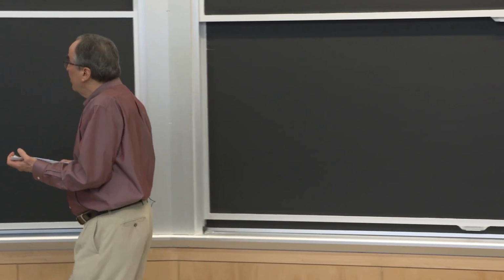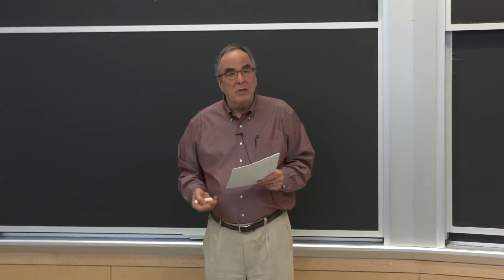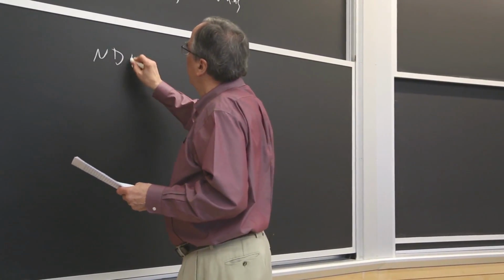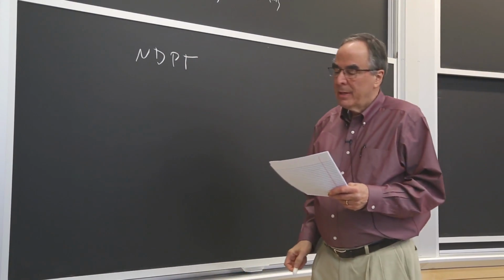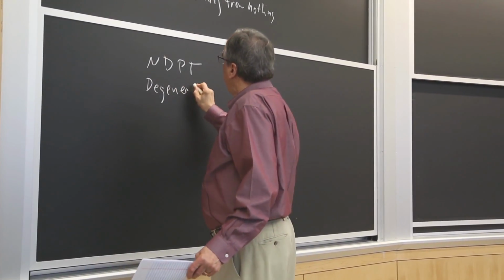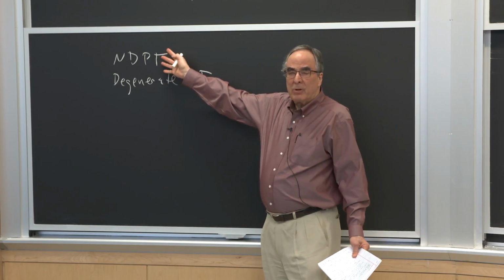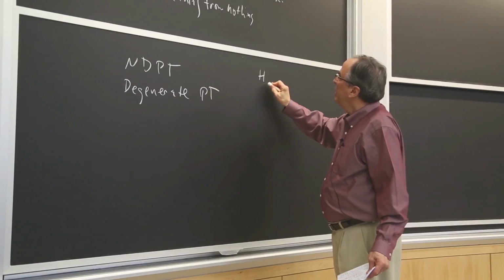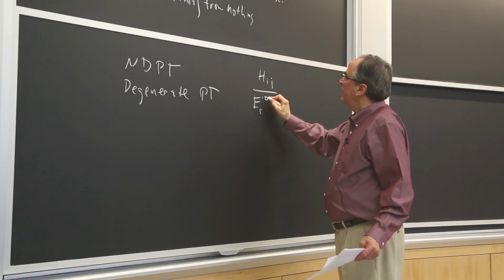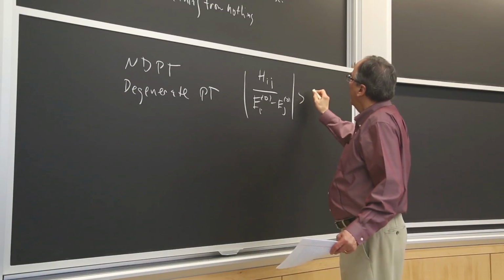Okay, now before I talk about intermolecular interactions, I want to do a little bit of tying up loose ends. You know about non-degenerate perturbation theory. Now there's another kind of perturbation theory called degenerate perturbation theory. And this is when non-degenerate perturbation theory fails because H_ij over E_i^0 minus E_j^0 is greater than 1.